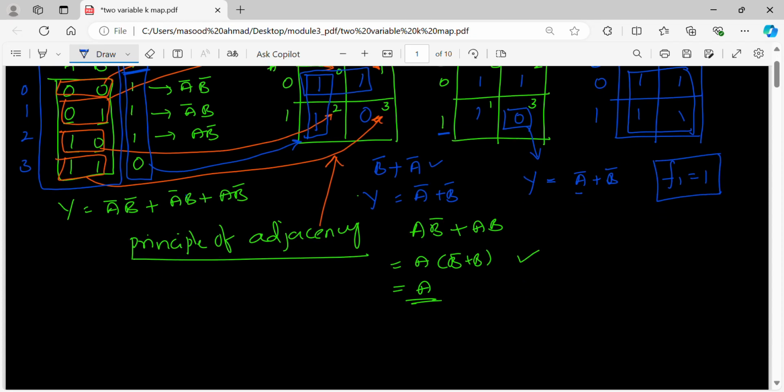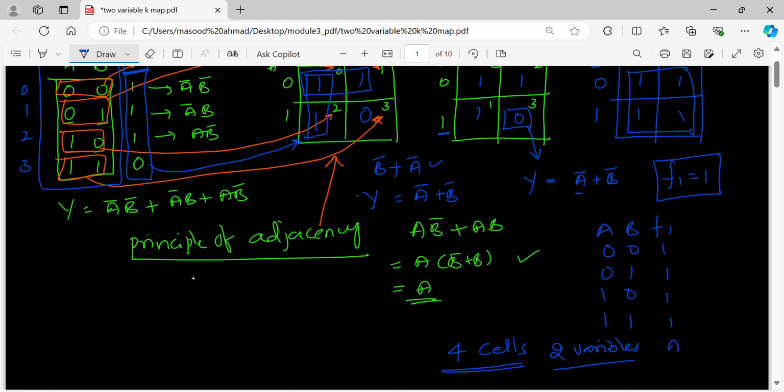What is the meaning of this? Let's say I have AB and function f1: 00, 01, 10, 11, for which the function is always 1. When the function is always 1, all 4 cells are 1. So when 4 cells are combined, how many variables can I eliminate? 2 variables. We have 2 variables A and B, and both A and B are eliminated. So we are left with f being always 1. This is what we have got.